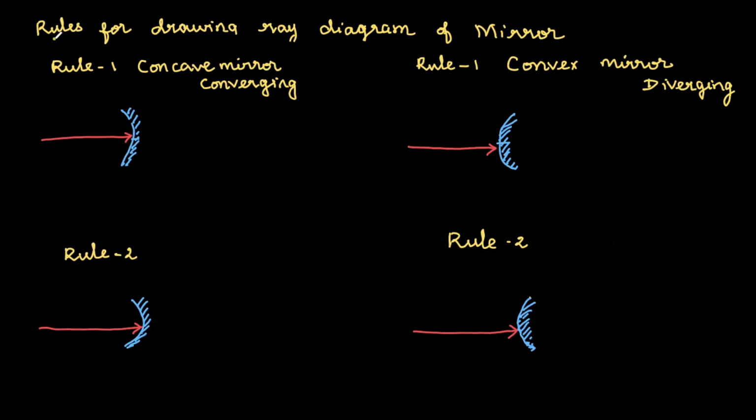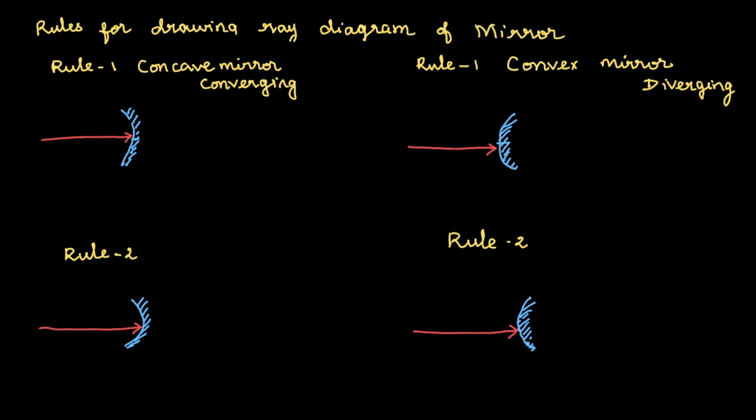So let us learn about drawing ray diagrams. The rules for drawing a ray diagram of a mirror: we have four rules. Based on the rules, we can see how to draw the ray diagram. First we have taken a concave mirror, so these are the rules for drawing a ray diagram for a concave mirror.